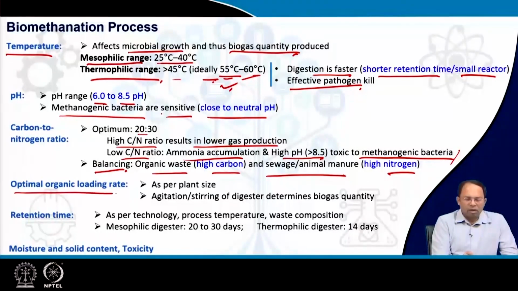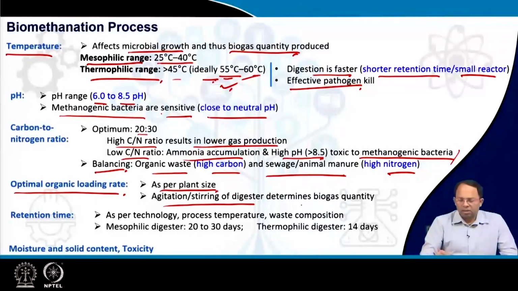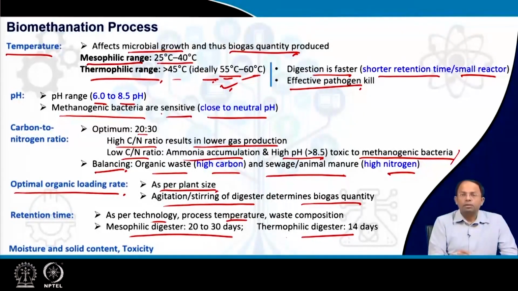The optimal organic loading rate of this particular reactor or digester would be as per the plant size, but we have to keep on agitating or stirring this reactor because the more we stir, the more biogas will be generated. The retention time is again as per the process, the technology or the temperature. If it's thermophilic, then we require less. Thermophilic digesters take around 14 days, whereas mesophilic digesters take around 20 to 30 days. So thermophilic is higher temperature, so we require less time.